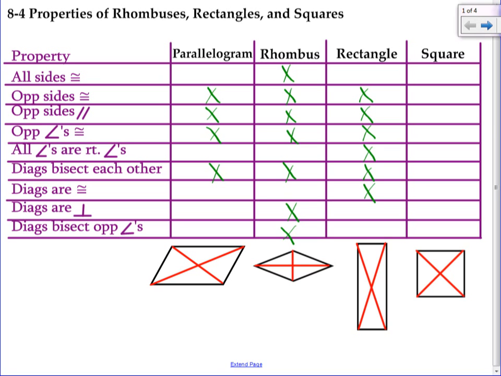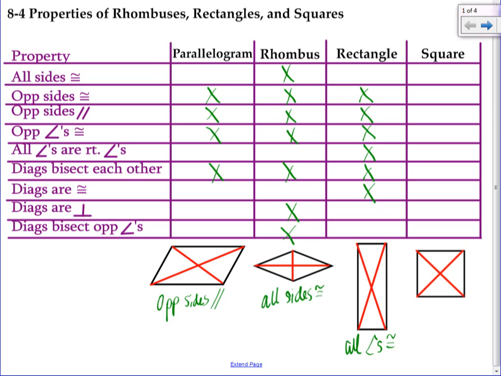What would be the main characteristic of a rectangle, would you say? Equal angles is the biggie. This one is opposite sides parallel. This one is all sides congruent, and this one is all angles congruent.